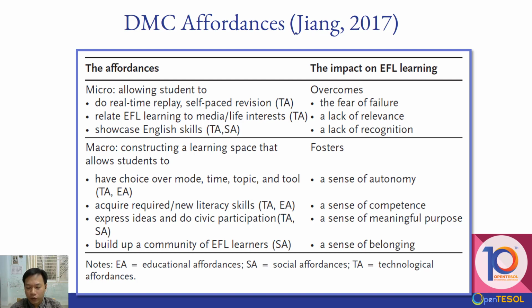So at the micro level, the affordances of DMC pretty much focus on the technical aspects. And for the macro, how will it impact on student learning? It will help the student to overcome their fear of failure, in which their product is relevant and recognized.